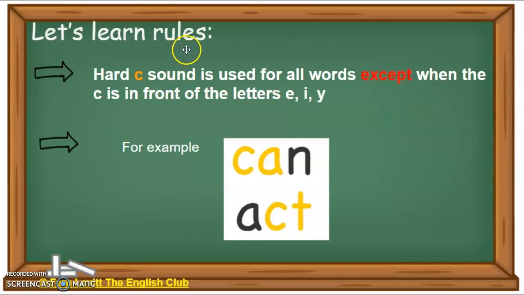Let's learn the rules. Hard C sound, k, is used for all words except when the C is in front of the letters E, I, and Y. For example, can and act.